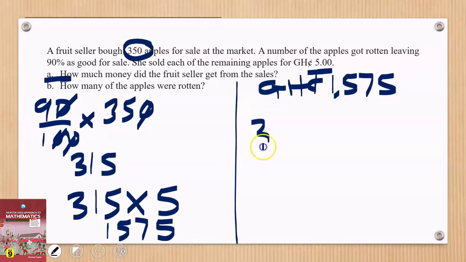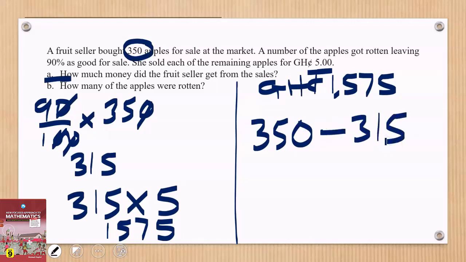Okay, the total number of apples was 350. We saw that the good ones were 315. So if you want to get the ones that got rotten, we just do a simple subtraction here, and that becomes our answer. So 350 minus 315 gives us 35. So 35 apples got rotten. That is the question. So you can see here that we've done an application of multiplication, we've done subtraction as well, and we've done percentages. Let's take another example and see.